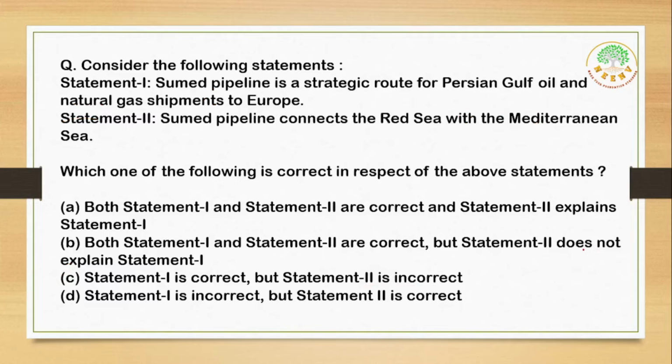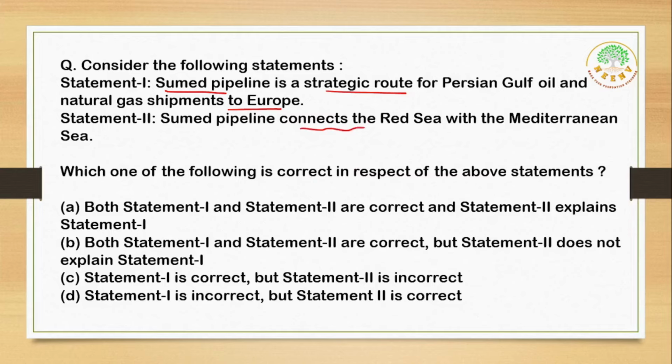Let us discuss the next question. Consider the following statements. Statement 1. The Suez pipeline is a strategic route for Persian Gulf oil and natural gas shipments to Europe. Statement 2. The Suez pipeline connects the Red Sea with the Mediterranean Sea. This question was slightly difficult if you haven't come across this.